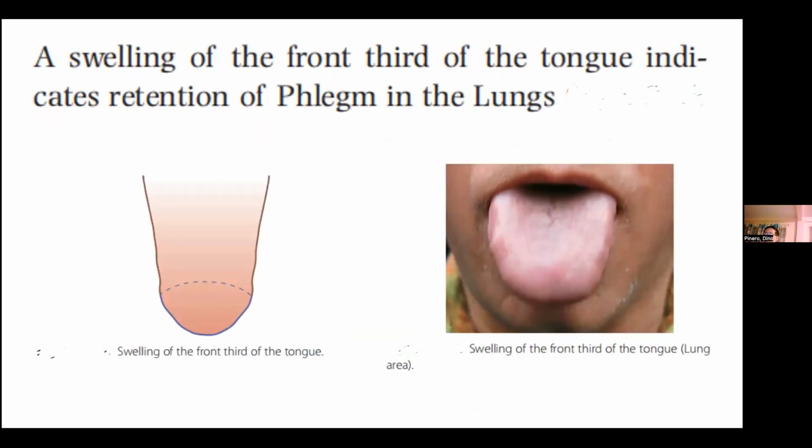Next, a swelling of the front third of the tongue indicates retention of phlegm in the lungs. So pag in-observe po natin itong mga pictures, swelling of the front third of the tongue, ito po sa may tip. Another picture, swelling of the front third of the tongue, ito yung nagre-represent ng lung area. Okay?